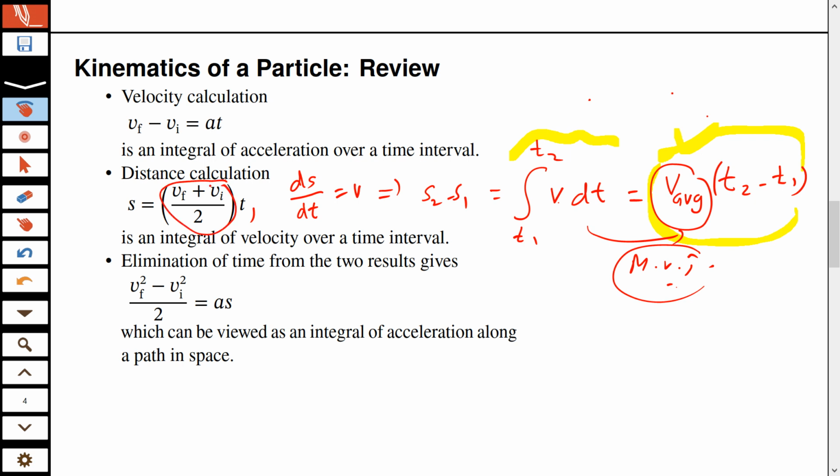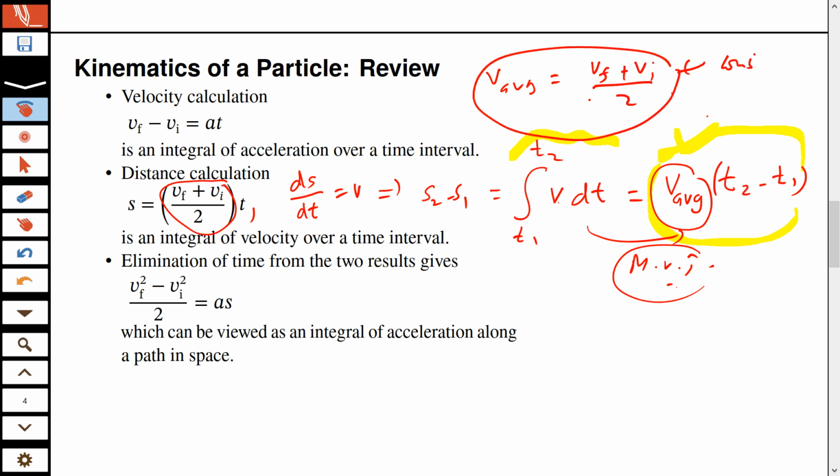This expression, when you say that average velocity is vf plus vi over 2, is valid only for constant acceleration, okay, because velocity increases linearly with time, and that's why you can take this as your average velocity, okay, in the velocity time graph. So what we discovered here is that we can integrate velocity over some time interval and we will get distance, and when we integrate acceleration over a time interval, we get a change in velocity. Okay, this was pretty straightforward.